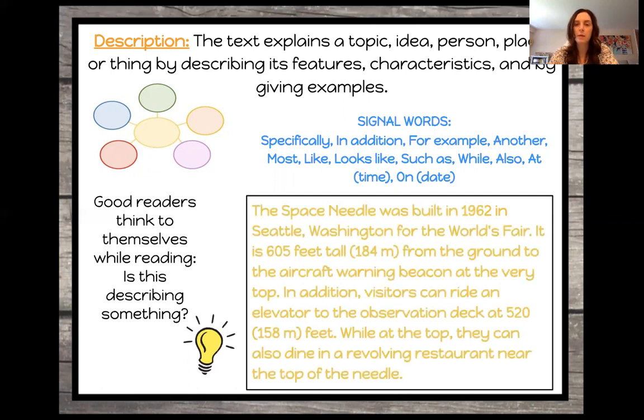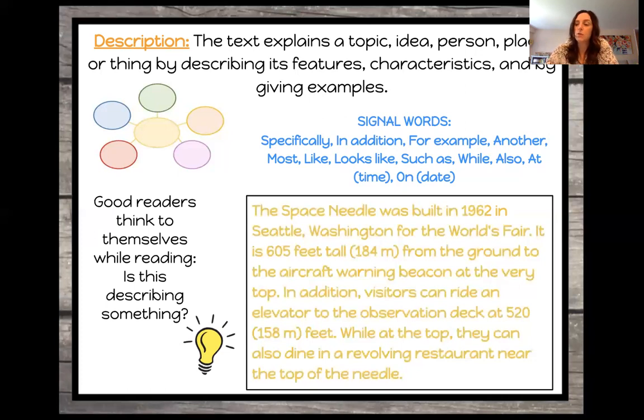The Space Needle was built in 1962 in Seattle, Washington at the World's Fair. It is 605 feet tall, or 184 meters, from the ground to the aircraft warning beacon at the very top. In addition, visitors can ride an elevator to the observation deck at 520 feet, or 158 meters. While at the top, they can also dine in a revolving restaurant near the top of the needle.